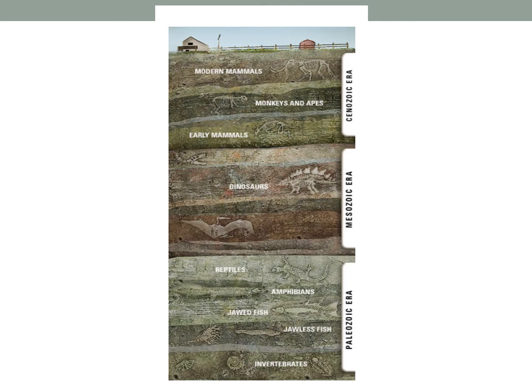So you can see in this picture at the top, in the Cenozoic era, which is the era that we're currently living in, you find fossils of modern mammals, of monkeys and apes, and early mammals. As you go further back and you go further down, like into the Mesozoic era, that's where you're going to find your dinosaur fossils. And then even further beyond that, in this bottom layer, the Paleozoic era, which is even earlier in time, that's where you find things like amphibians and fish and invertebrates. So those really early organisms are going to be found down at the very bottom.